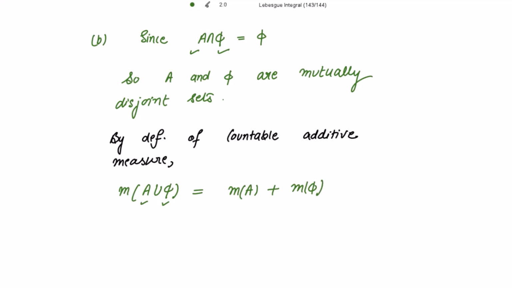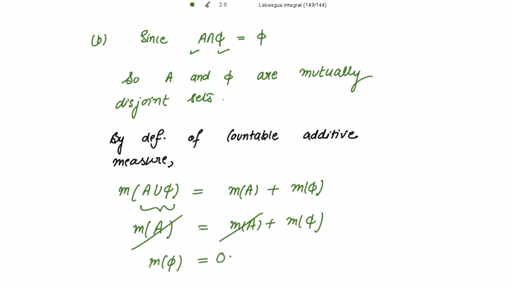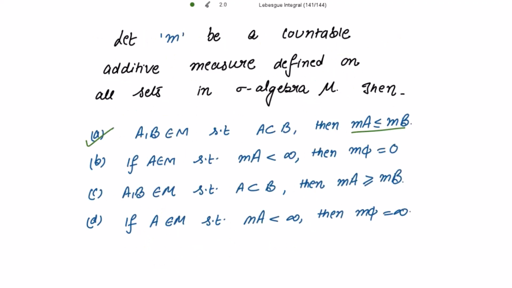And A union phi is simply A. So we write the measure of A equals the measure of A plus the measure of phi. Cancelling these two, we get the measure of phi equal to 0, which means option B is correct. So for this question, options A and B are correct. Answer: options A and B.